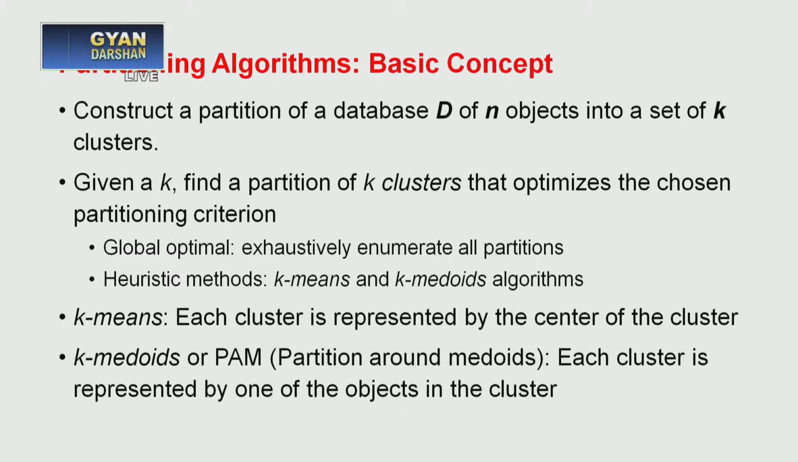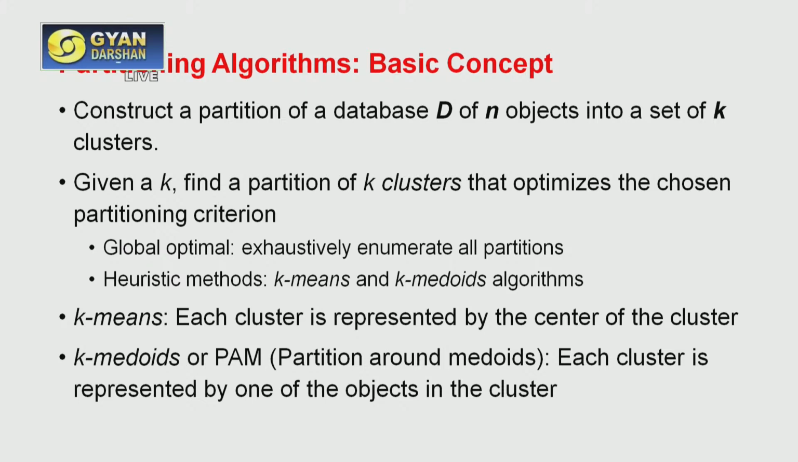So what we have to do: given a k, we need to partition into k clusters that optimize the chosen partition criteria. Basically there are different techniques. Again, we have global optimal techniques, which exhaustively enumerate all the partitions, and based on that it optimizes the clustering points. Then there are heuristic methods such as k-means or k-medoid. K-means looks at the mean value of the clustering points, and k-medoid looks at the medoid points here.